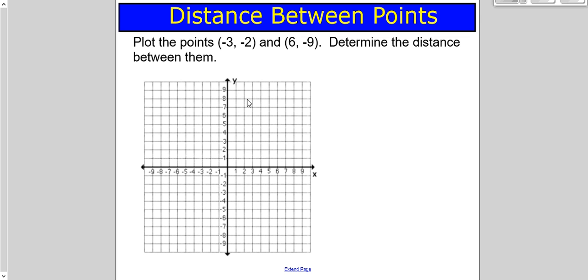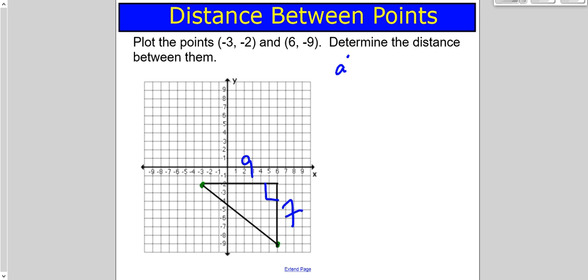We're going to plot the points (-3, -2), so that's here, and (6, -9), which is way down here. And then I'm going to go like this. And then again, we can create a triangle here. So I'm going to create one like this, here and here. And there's my 9. And then I'm going to count, right? So 1, 2, 3, 4, 5, 6, 7, 8, 9. And then 1, 2, 3, 4, 5, 6, 7.